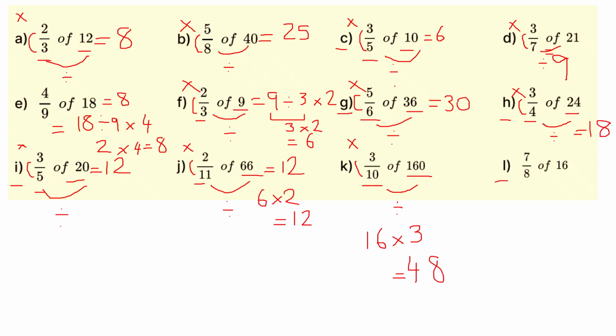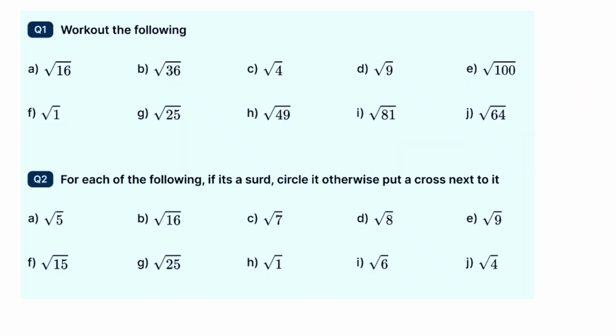Finally, part L, 7/8 of 16. Again, we divide by our denominator and then we multiply by our numerator. So 16 divided by 8 is 2, and 2 times 7 is 14. So to work out a fraction of an amount, we divide by the bottom and then we multiply by the top. So divide by our denominator and then multiply by our numerator. Okay, that's the first section done.